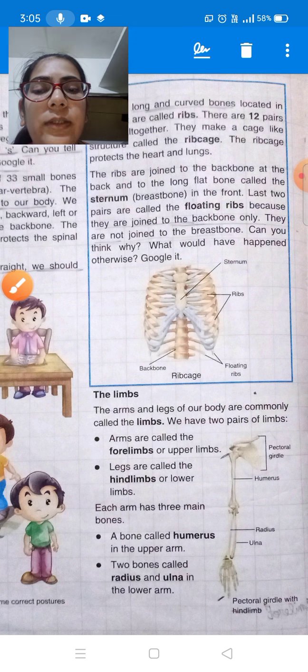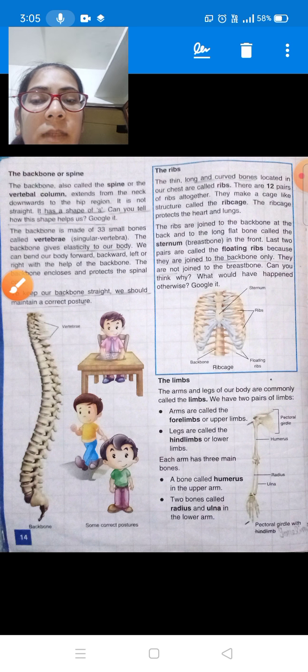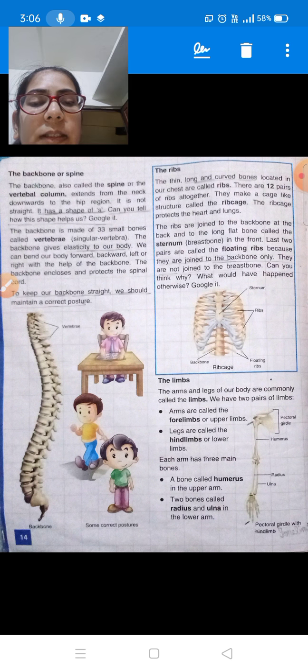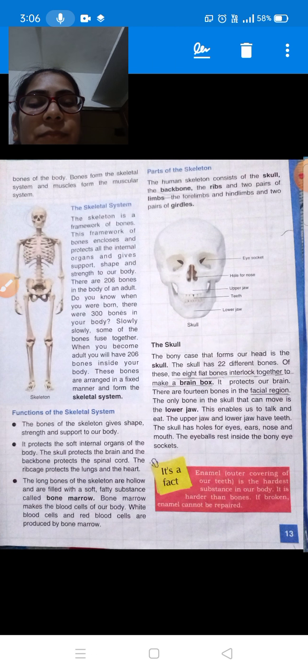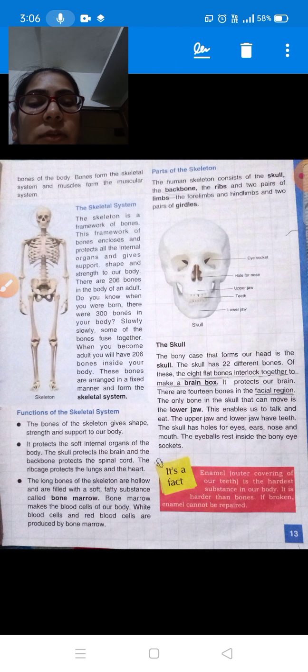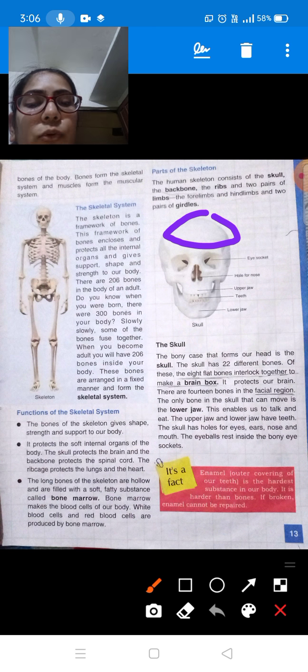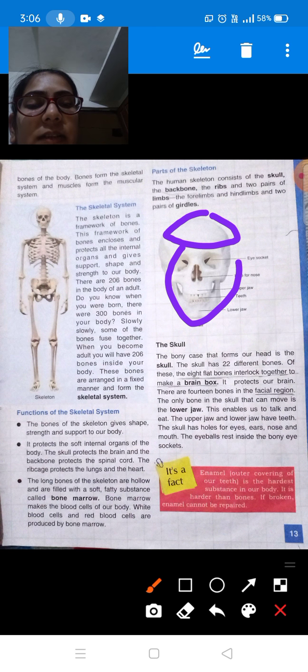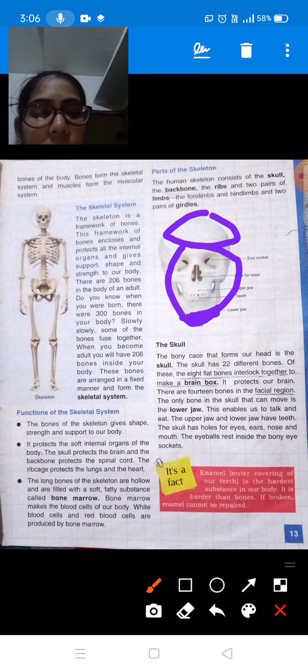So students, today we studied the skull, the backbone, and the ribs. The skull is made up of 22 bones, out of which the upper brain box is made up of 8 flat bones, and in the facial region there are 14 bones. Only the lower jaw bone can move; the other bones cannot move.